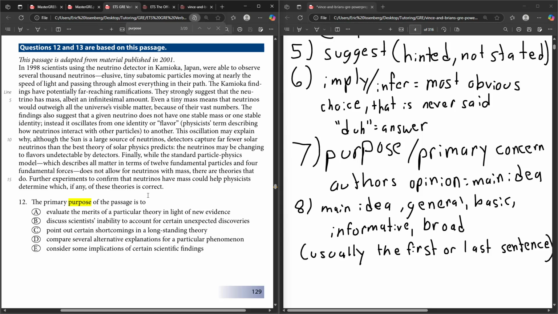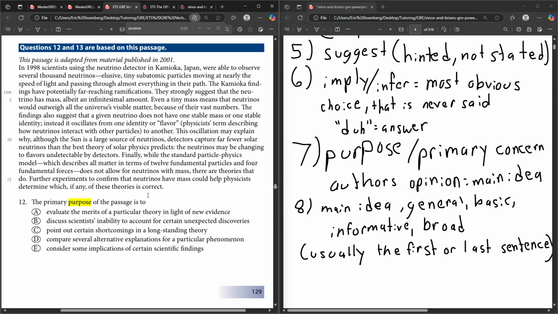They strongly suggest that the neutrino has mass, albeit an infinitesimal amount. Even a tiny mass means that neutrinos would outweigh all of the universe's visible matter, including because of their vast numbers. Okay, so they have mass, they exist, and they'd weigh more than the rest of the universe combined. So that's cool. Again, you might be like, okay, well, what am I supposed to do with that? Remember, this is a main idea question. So you just want to say, okay, so we have more findings, we have more results from this study.